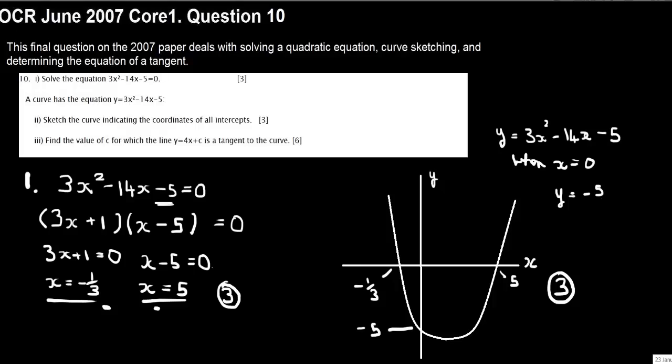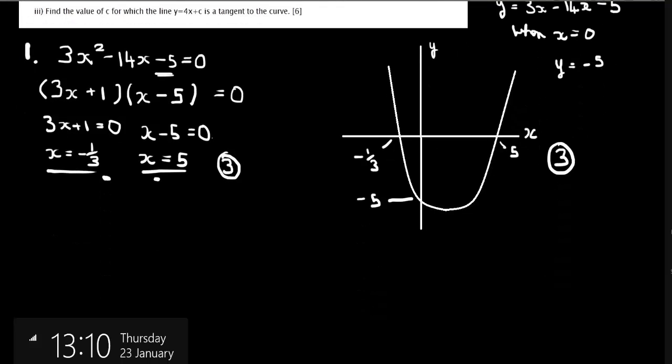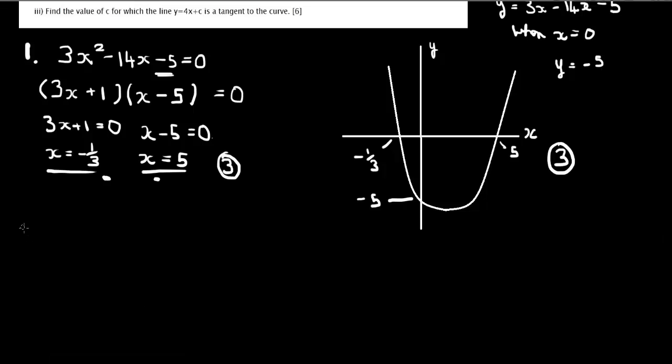Section 3 is find the value of c for which that line y equals 4x plus c is a tangent to the curve. Well, we can equate the quadratic 3x squared minus 14x minus 5 to the 4x plus c. Because the line y equals 4x plus c touches the curve 3x squared minus 14x minus 5. So as it touches the curve, because it's a tangent, we know there's only one solution.